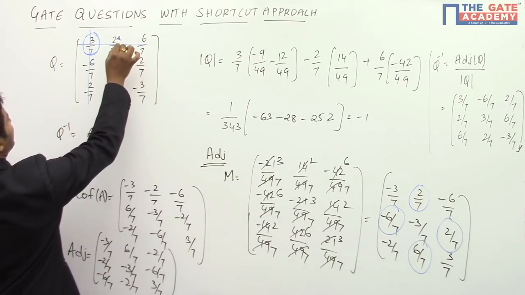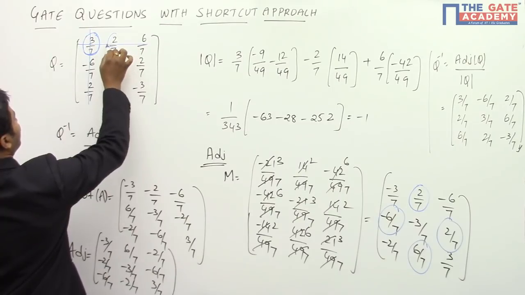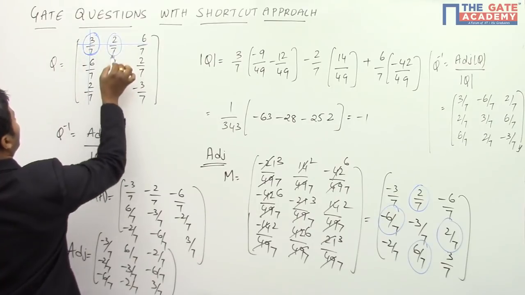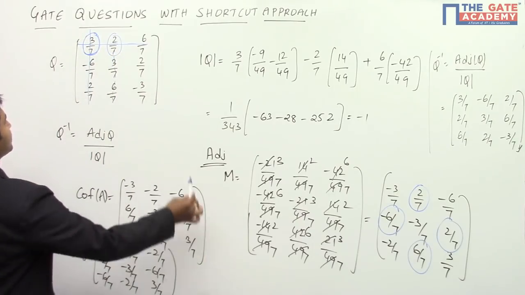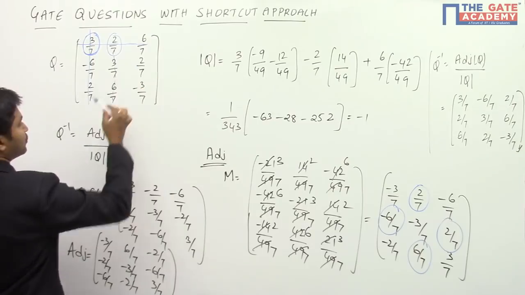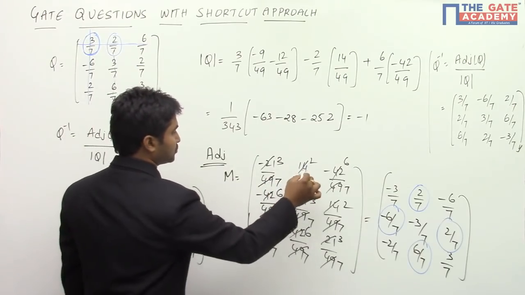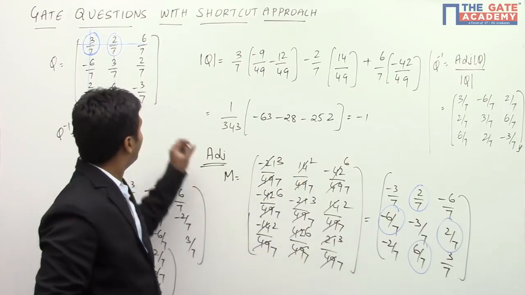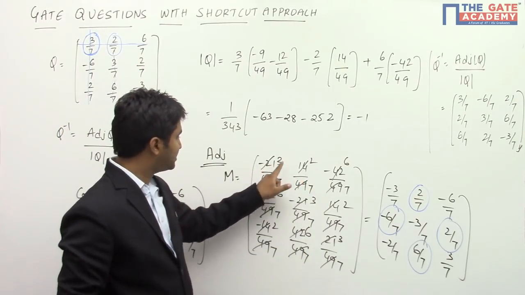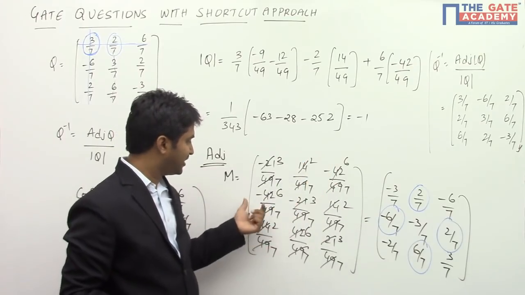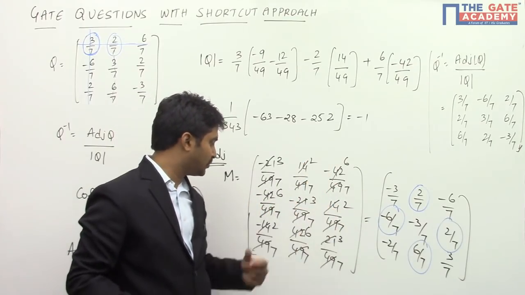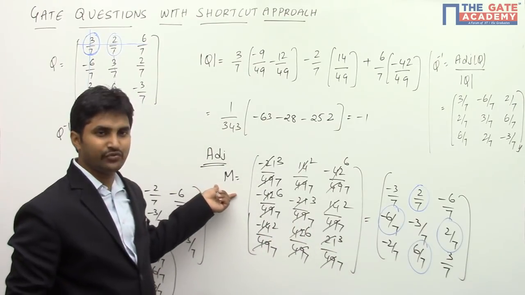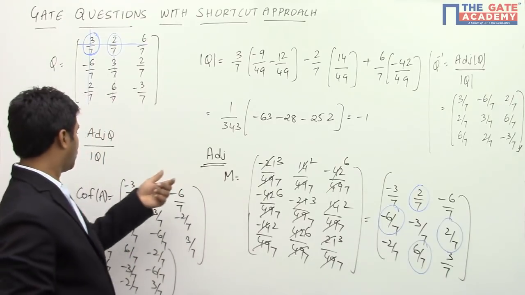Similarly, when you want to find the minor of this element, you should not consider the column and the row to which it belongs. In that case, it is going to be 18 minus 4, which is 14 by 49, so it is 2 by 7. In that way, we find the minors of each and every element. So it is going to be minus 3 by 7, 2 by 7, minus 6 by 7, minus 6 by 7, minus 3 by 7, 2 by 7, minus 2 by 7, 6 by 7, 3 by 7. Once you find the minor, you then find the cofactor matrix.